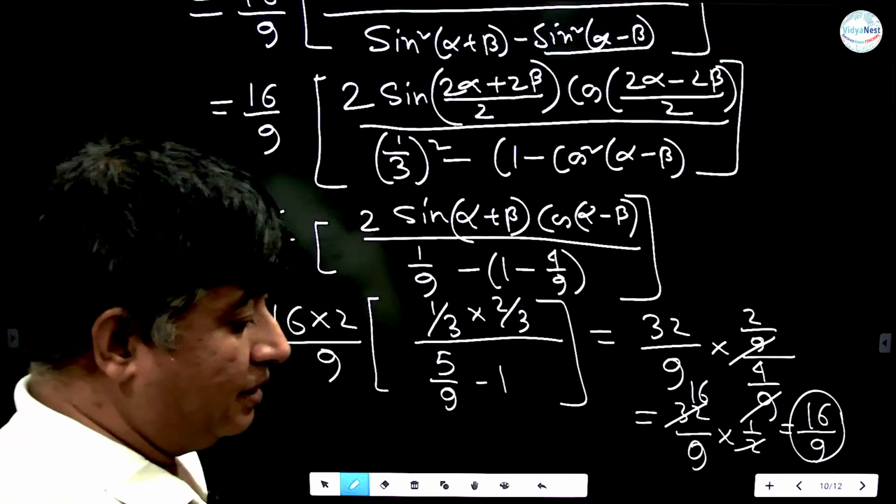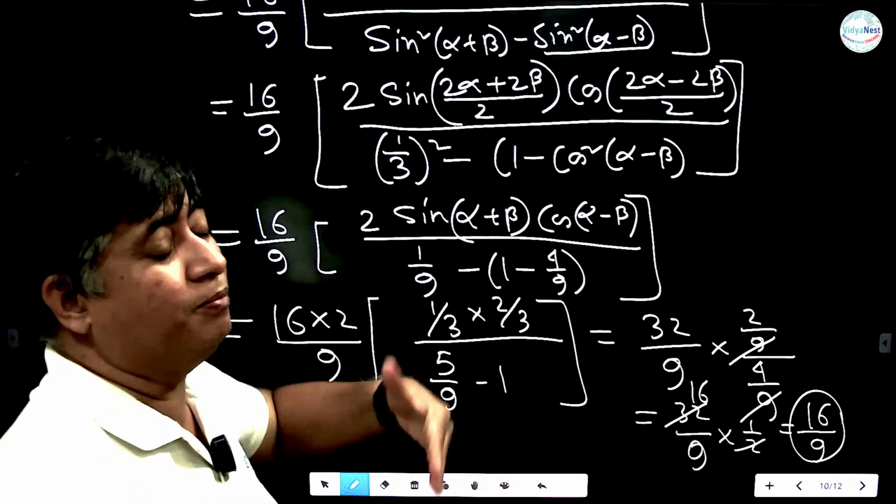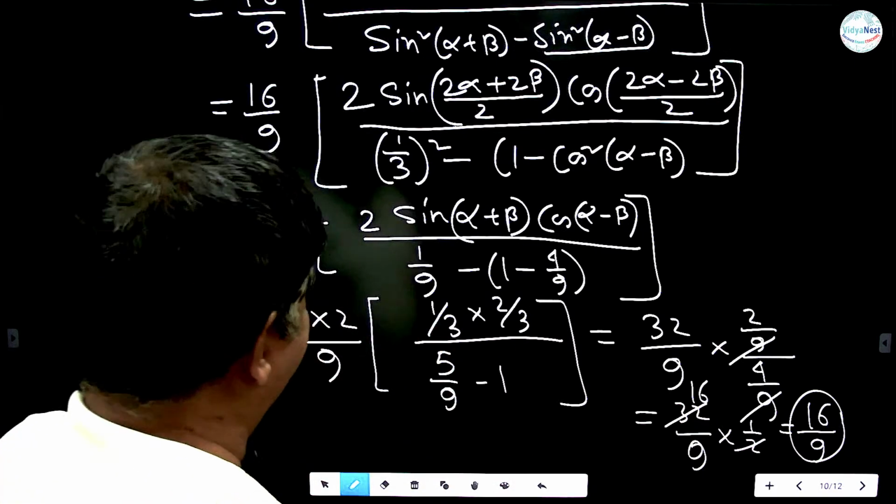Okay, so at the beginning the sum was too tough, yes or no? At the end it terminates to a simple form. Yes or no? Yes, sir.